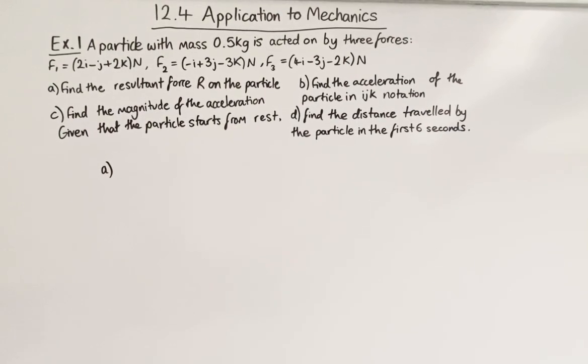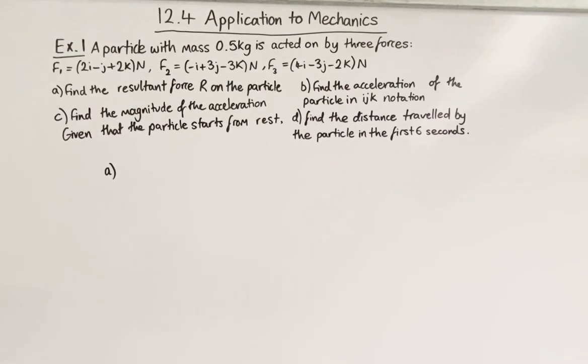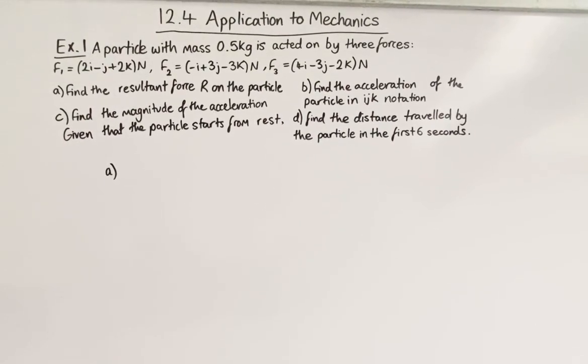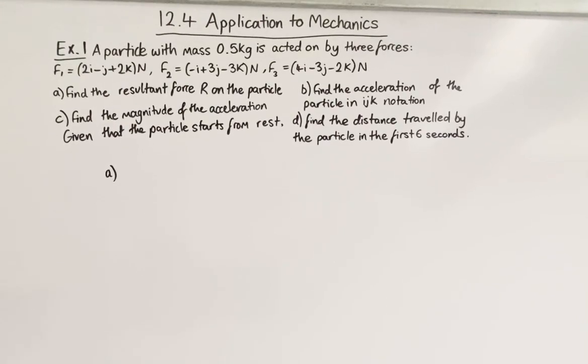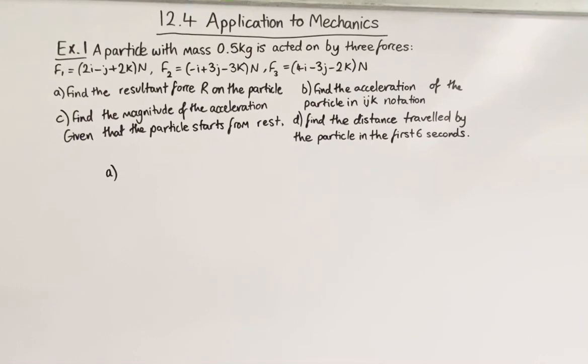Part B. Find the acceleration of the particle in ijk notation. Part C. Find the magnitude of the acceleration. And then, given that the particle starts from rest, Part D. Find the distance travelled by the particle in the first 6 seconds.